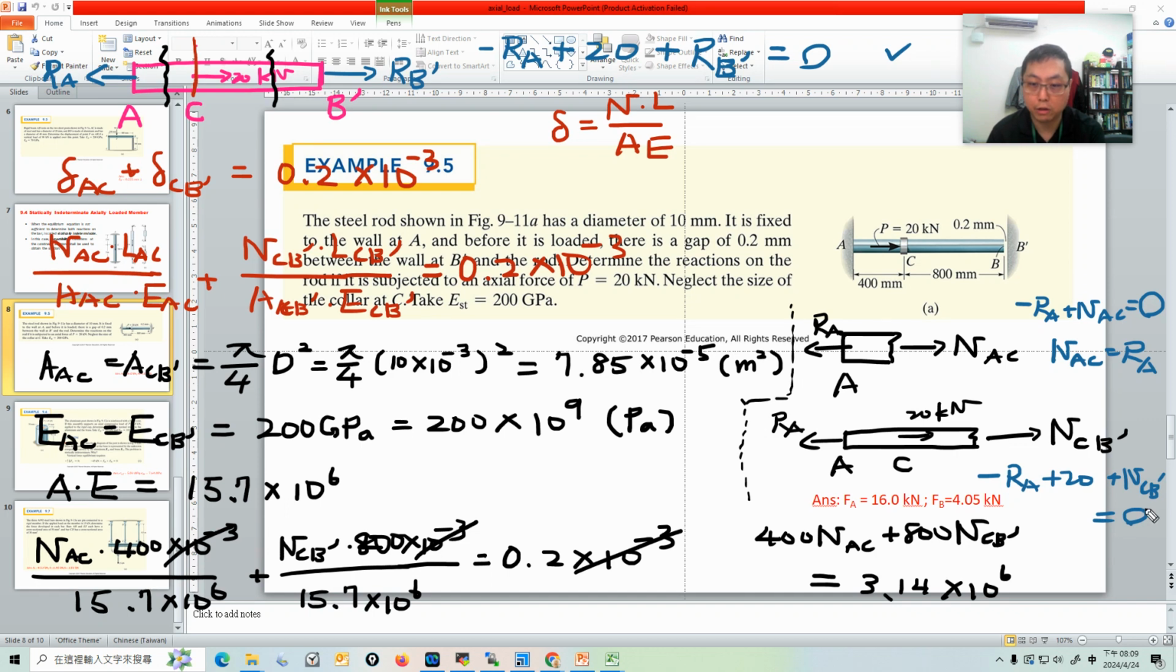What does this tell you? This tells you NCB prime is equal to RA minus 20. So we got another equation here. That means NAC is equal to RA, and NCB prime is equal to RA minus 20.